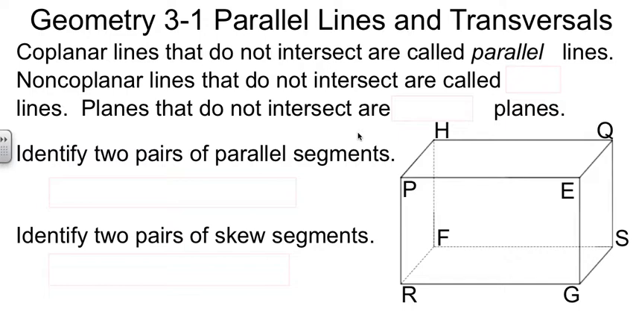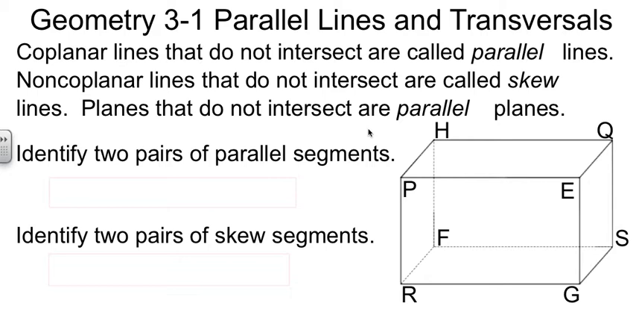There's another type of line that doesn't intersect, or another type of lines, plural, that don't intersect. These are not in the same plane. And when they're not in the same plane, we call them skew lines. And then along the similar idea, planes that don't intersect are parallel planes. There's no such thing as skew planes. Either they're parallel or they're intersecting.